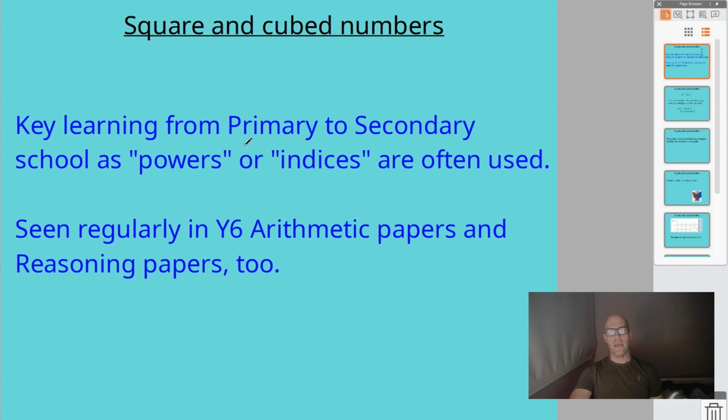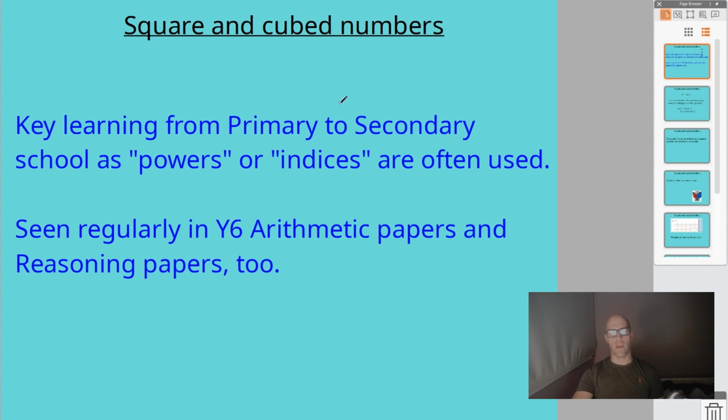This is taught in primary school, I think, to set children up for secondary school, but it seems to be a place where I see lots of marks getting dropped for no reason. So I'm going to go through it again today. Hopefully it's a refresher for you. If not, we'll teach it from the ground up. I'll show you some SATs questions.